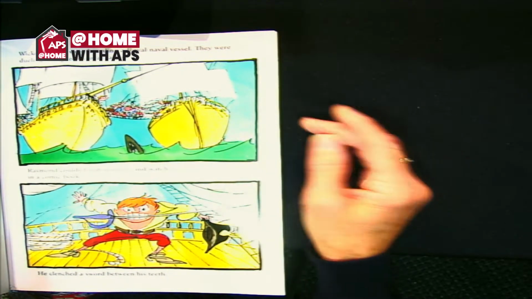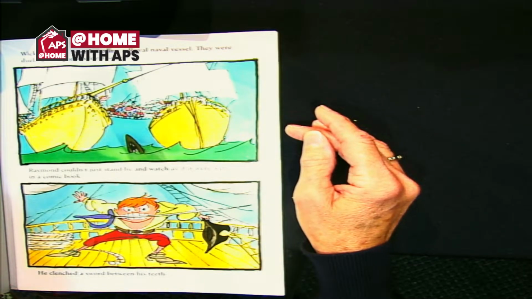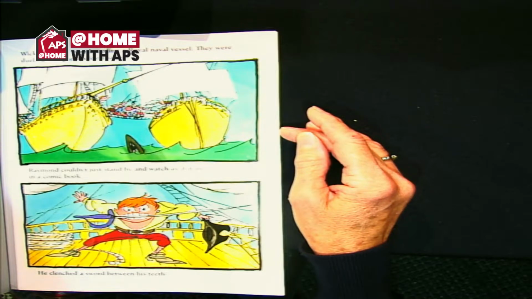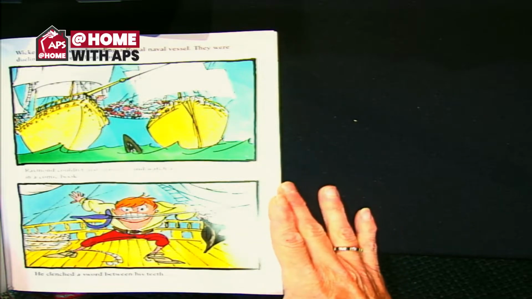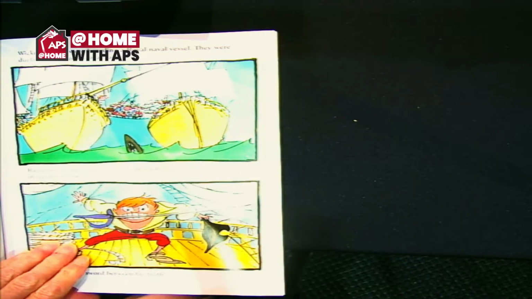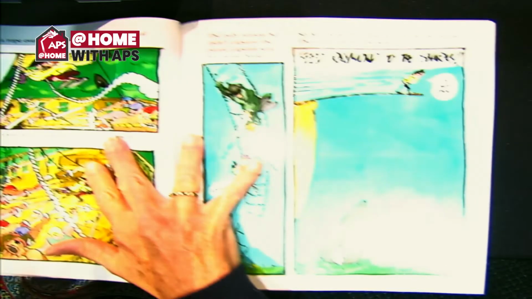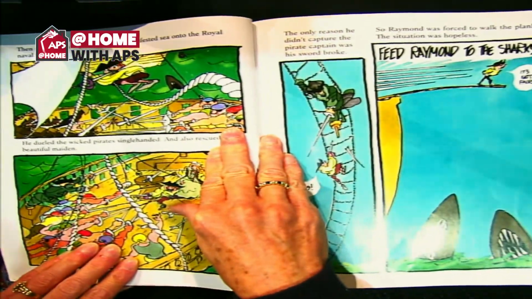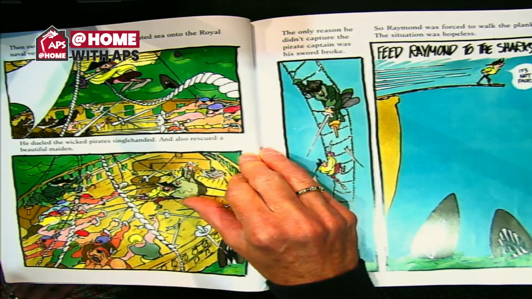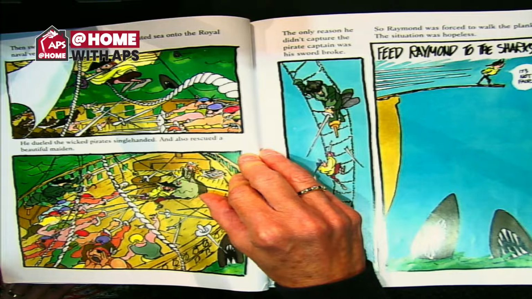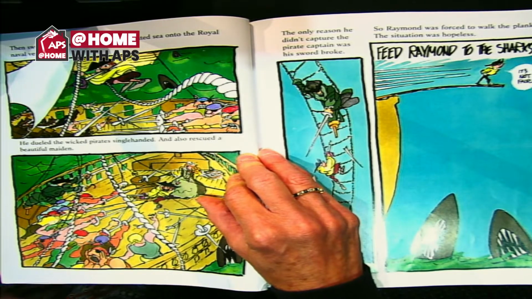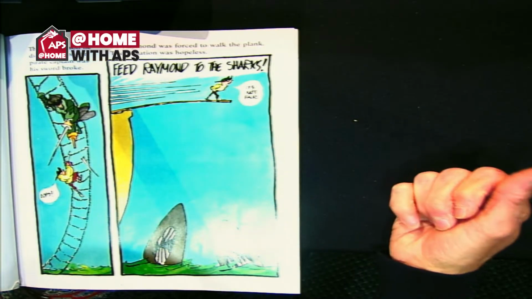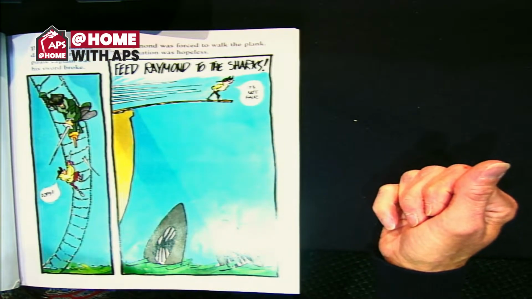Wicked pirates were boarding a Royal Naval vessel. They were dueling the Queen's loyal sailors. Raymond couldn't just stand by and watch as if it were a picture in a comic book. He clenched a sword between his teeth. Then he swung by a rope over the shark-infested sea into the Royal Naval vessel. He dueled the wicked pirates single-handed and also rescued a beautiful maiden. The only reason he didn't capture the pirate captain was his sword broke.